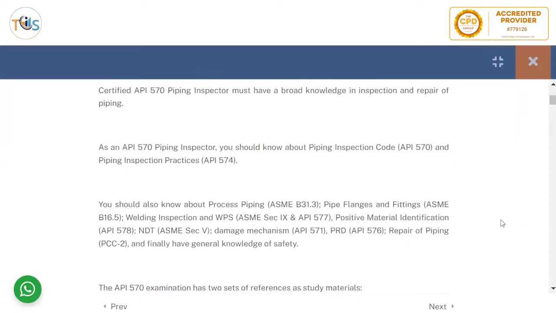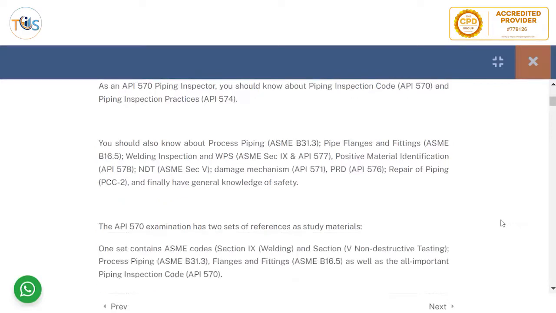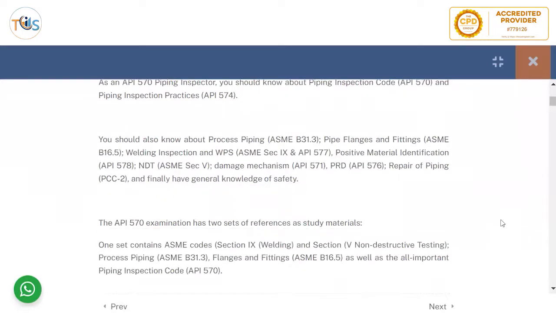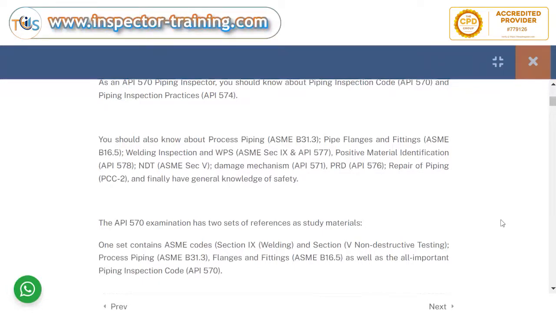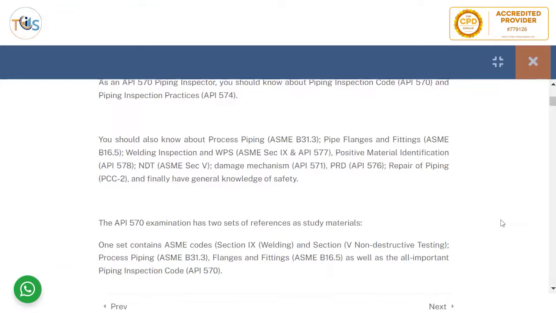You should also know about process piping, ASME B31.3, pipe flanges and fittings, ASME B16.5, welding inspection and WPS, ASME Section 9, and API 577, positive material identification 578, NDT, ASME Section 5, damage mechanism 571, and pressure relieving devices 576, repair of piping, ASME PCC-2, and finally have general knowledge of safety.